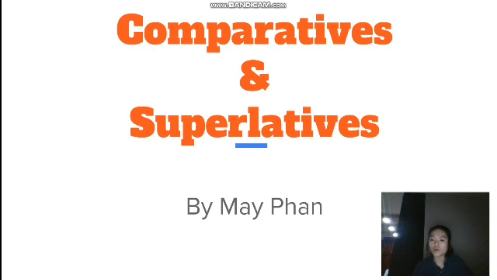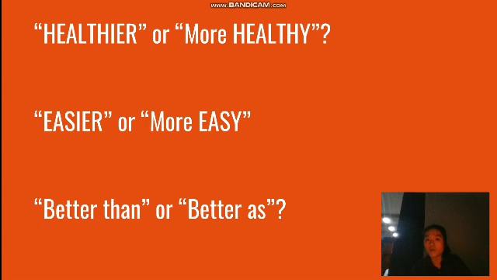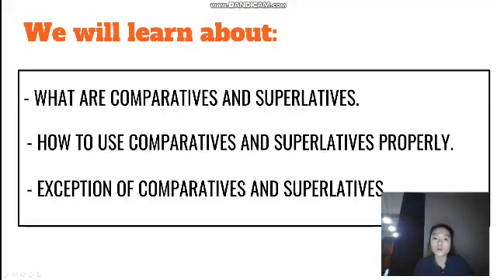When you want to compare one thing with another one, you may get in trouble choosing the correct form of adjective, like healthier or more healthy, easier or more easy, better than or better as. They're hard, right? But don't worry, my lesson will help you to use them correctly. Therefore, we will learn what comparative and superlative are, how to use them properly, and the exceptions of comparative and superlative.